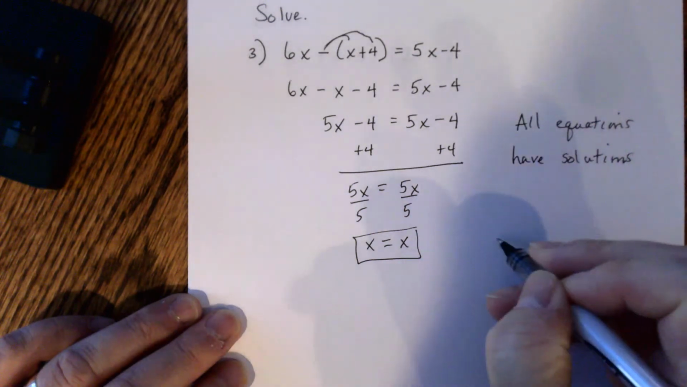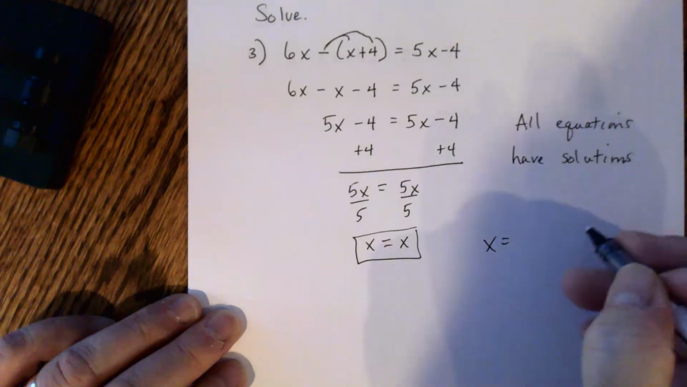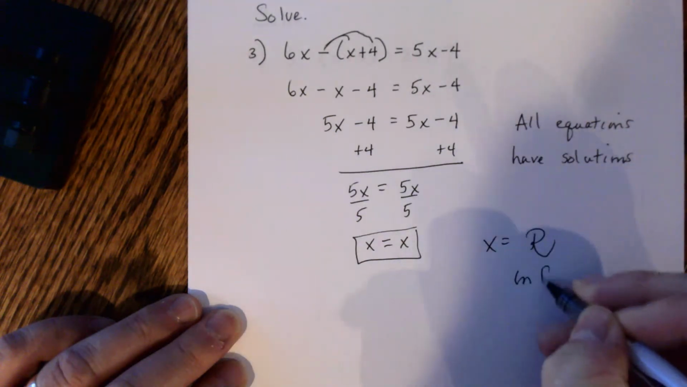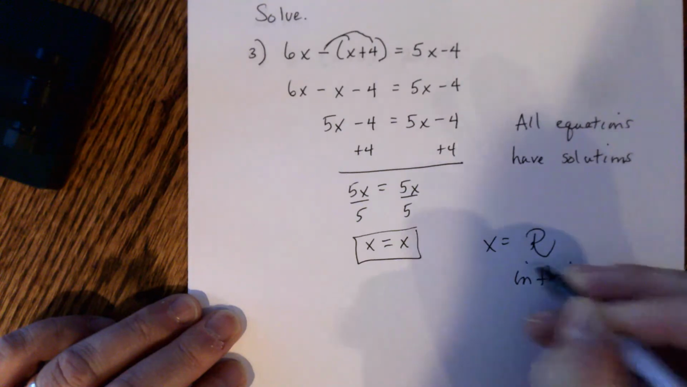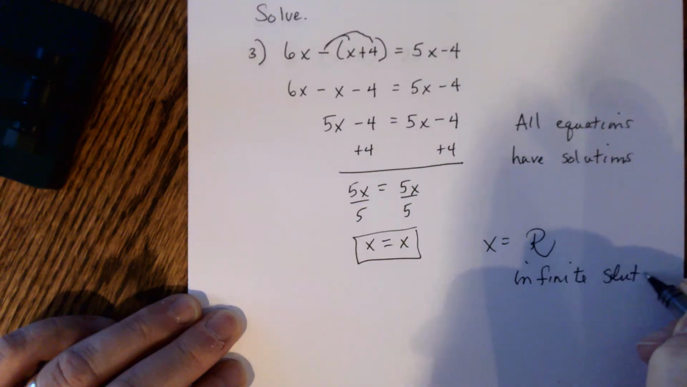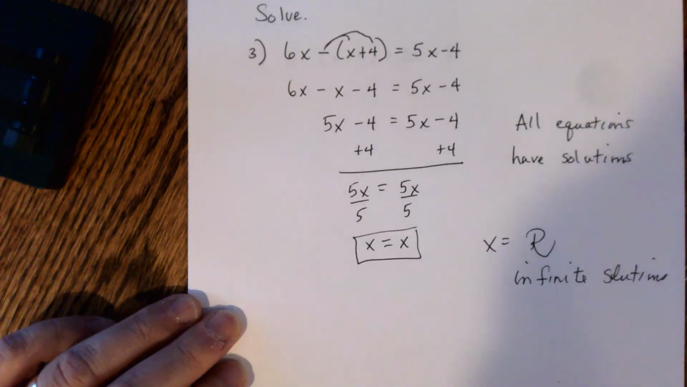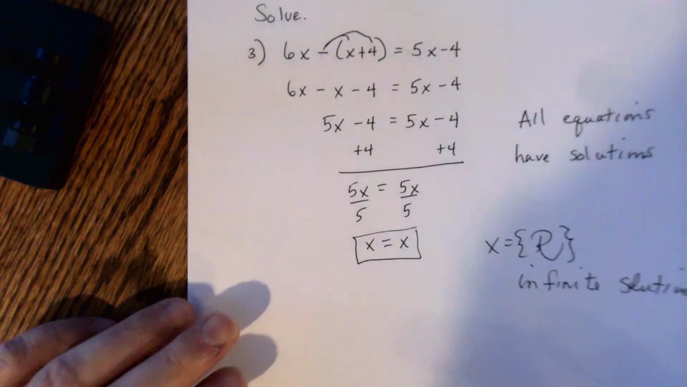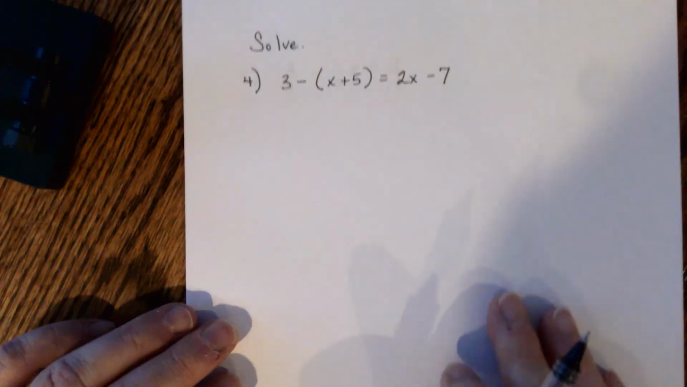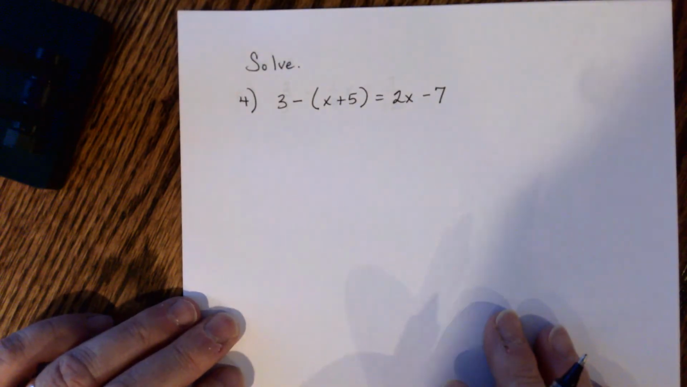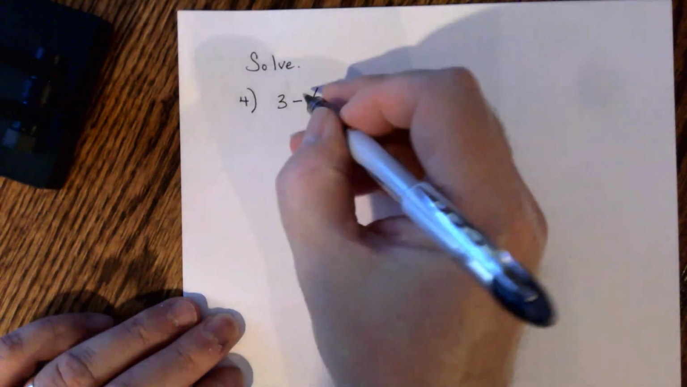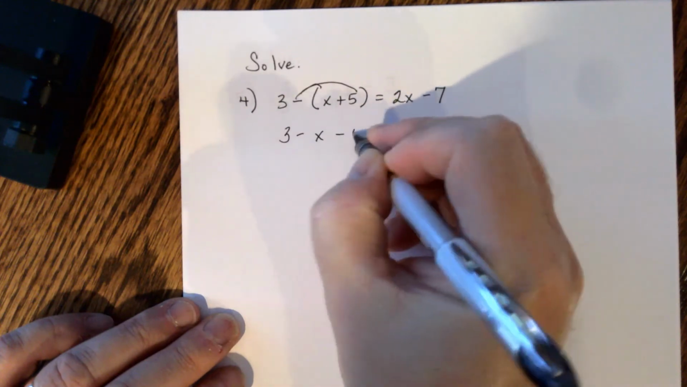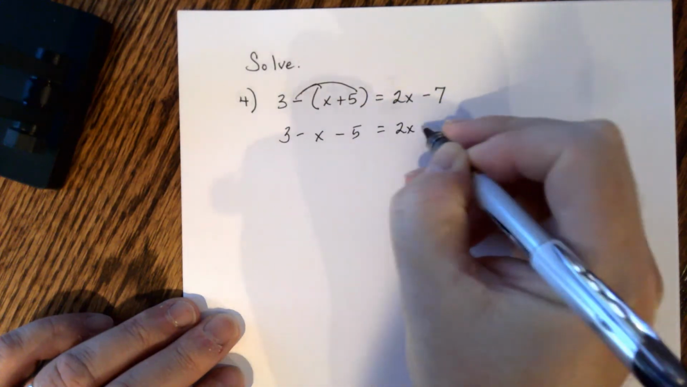So therefore, your solution set with x would just simply be all real numbers. Or as we would say, infinite solutions. Okay? So your solution set would be just all real numbers. Let's take a look at another example here where you have to distribute the negative. Again, distributing the negative to both terms, I get 3 minus x minus 5 equals 2x minus 7.